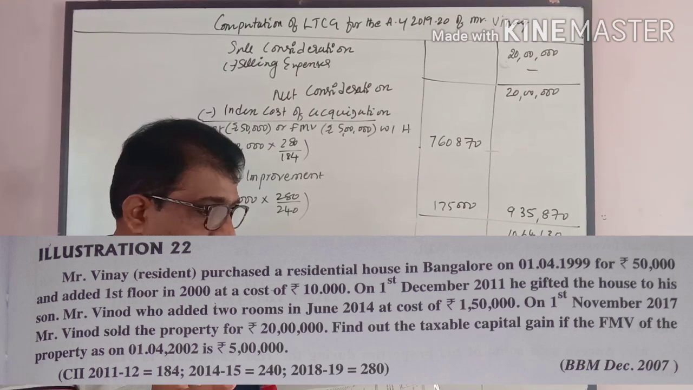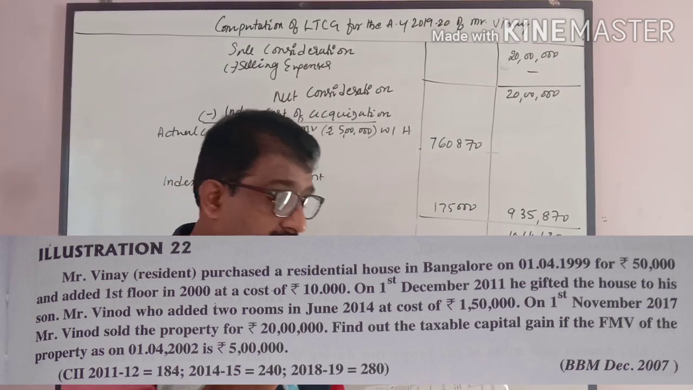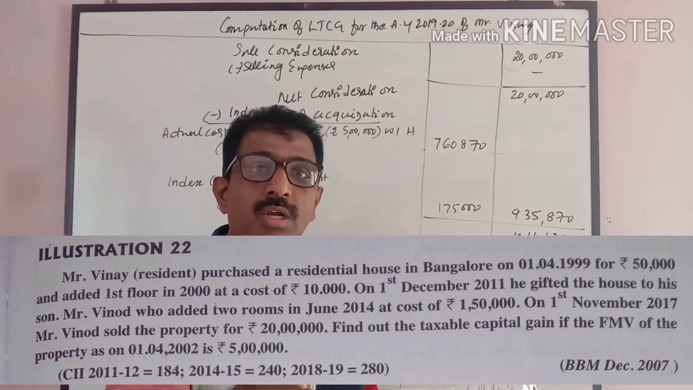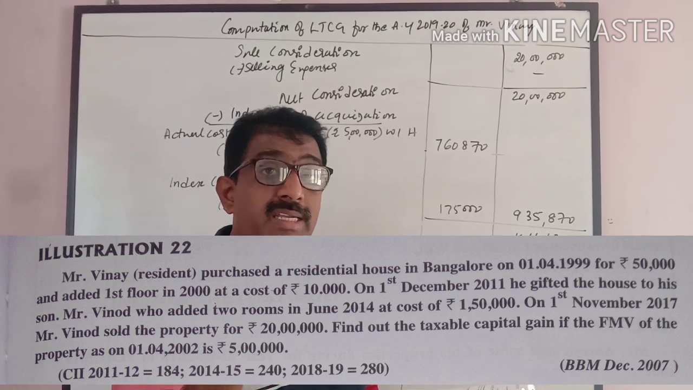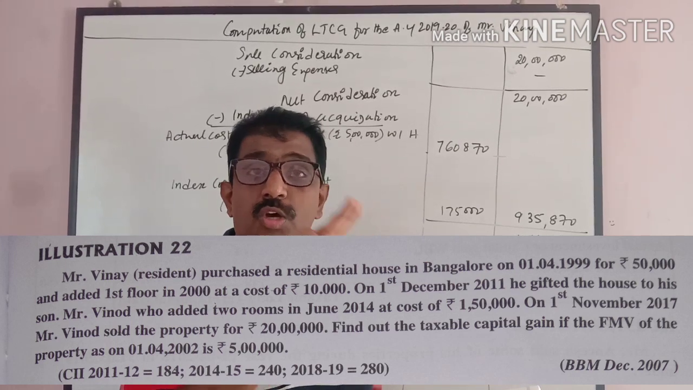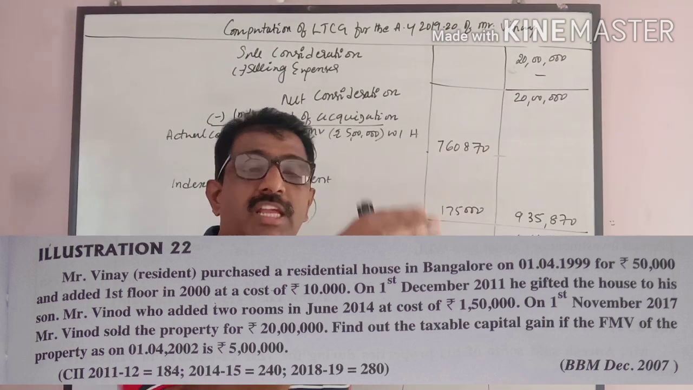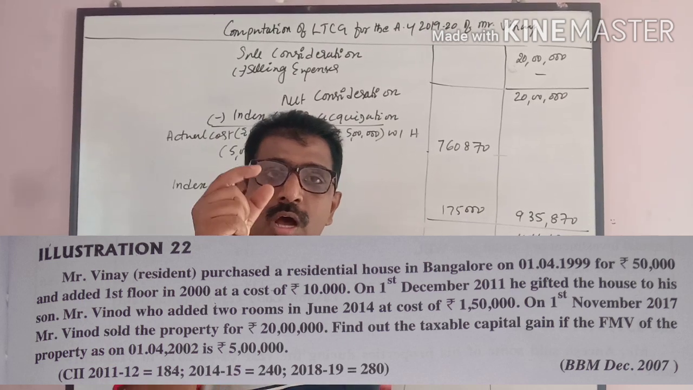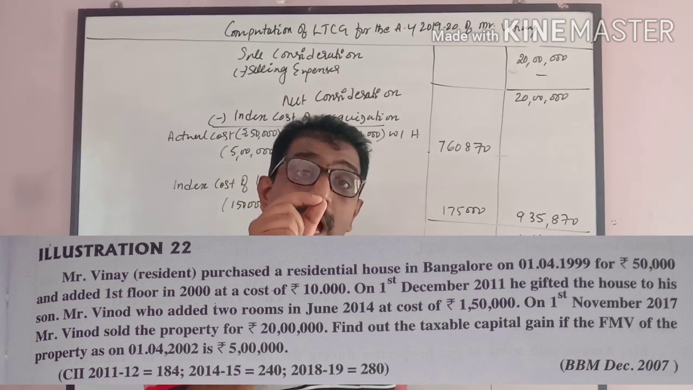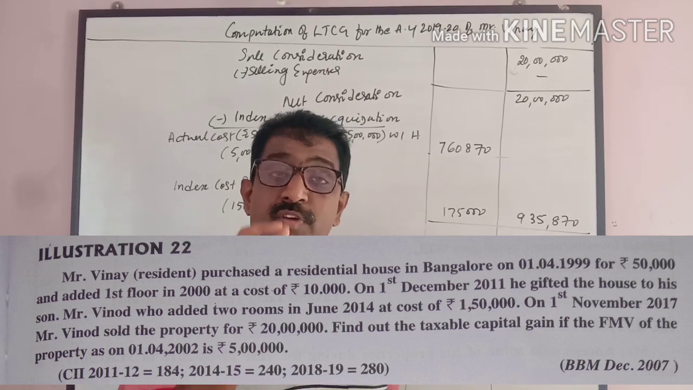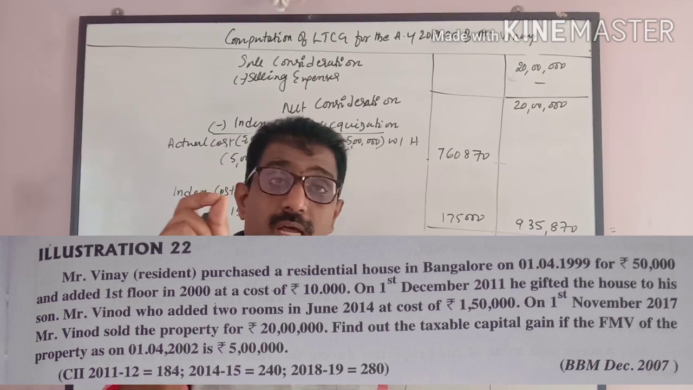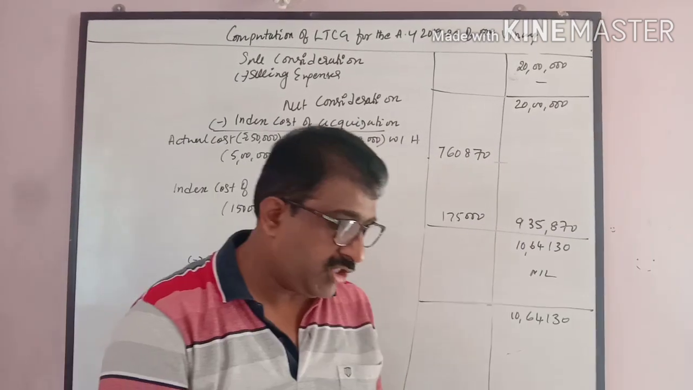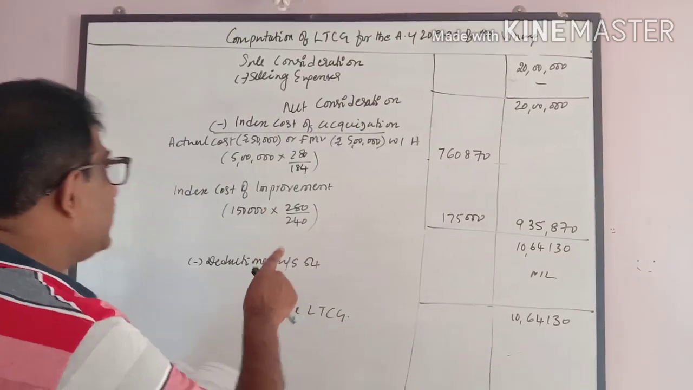The second point: here the property was purchased by Mr. Vinay in the year 99, before the development of the cost inflation index. The index was developed starting from 2001-02. So if any asset is acquired before that, we take two points: fair market value or the cost of acquisition, whichever is higher, will be taken into consideration. So now, just look at this problem.